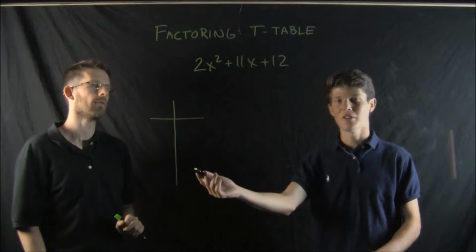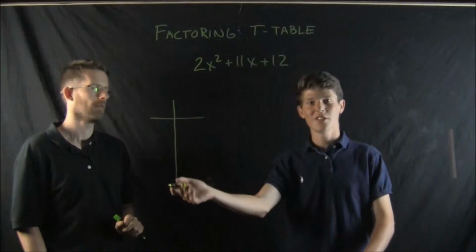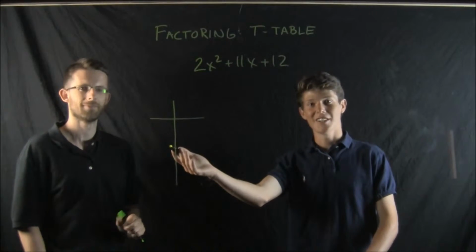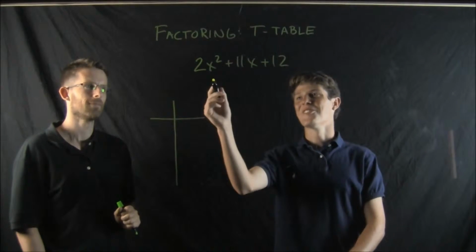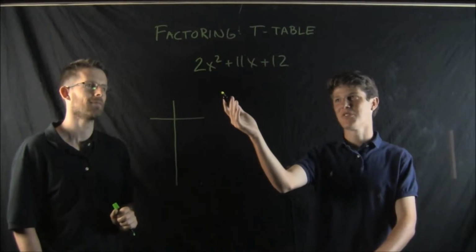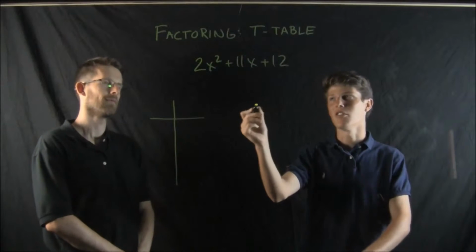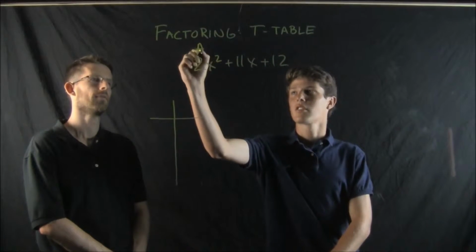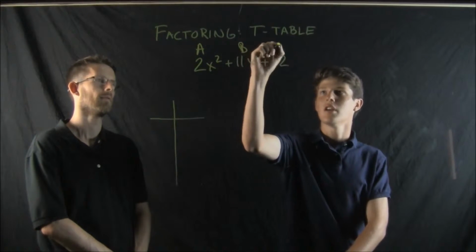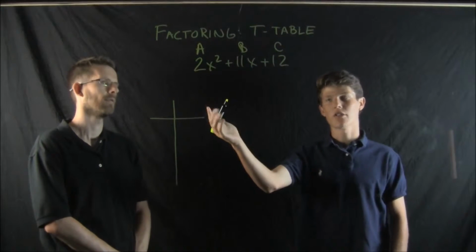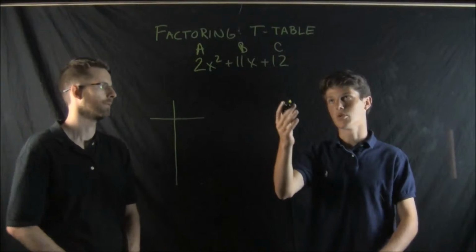So we have it written for you right here. It's called a t-table because it looks like a T. And so when we're looking at our expression, we have 2x squared plus 11x plus 12. So I'm going to label my terms A, B, and C. And for that, we're really looking at the coefficients, so 2, 11, and 12.